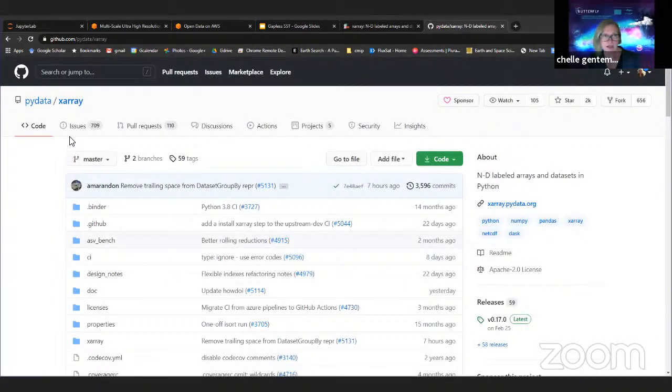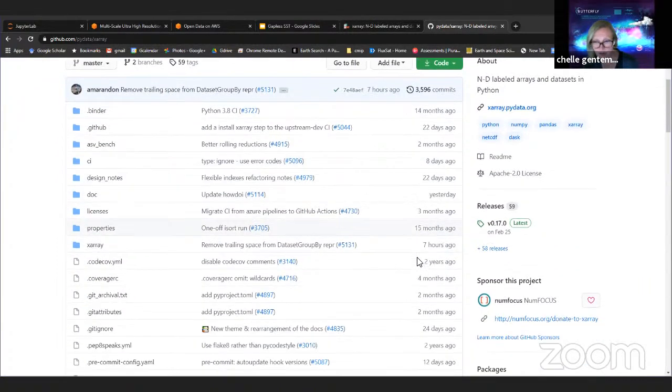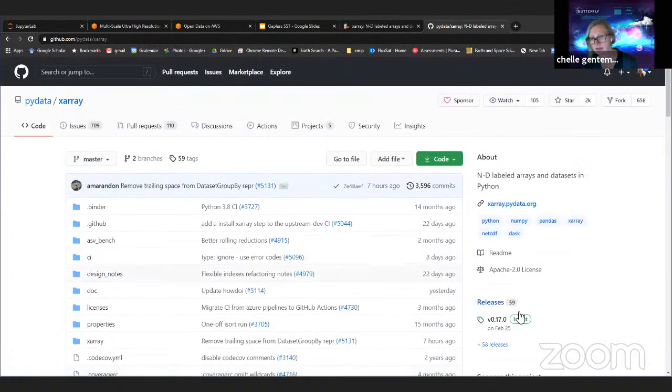Yeah, and this is one way to do it, right? You go to the GitHub for a library that you're interested in. How many open issues are there? How many pull requests? Who's working on it? How many people are working on this library? Is it active? Was the last update 6 years ago and it's dead? Or is it really recent? So the last one was released February 25th. There've been 59 releases.